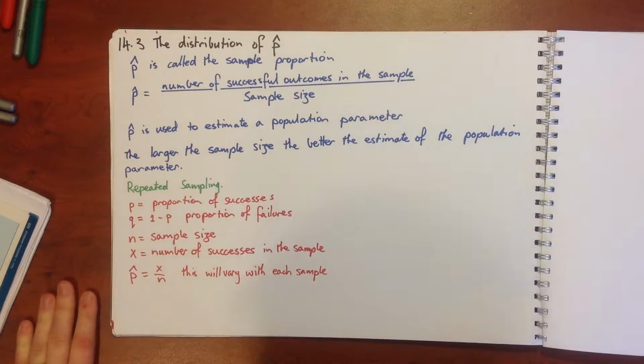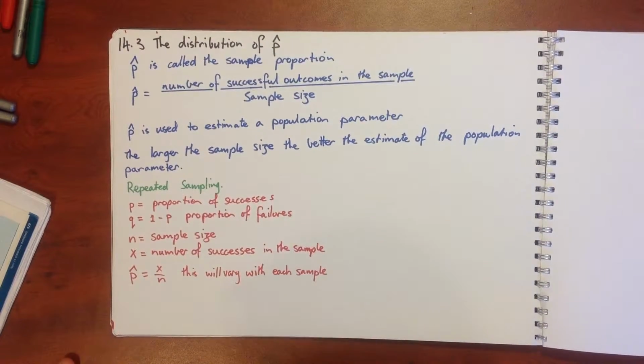Hey, in this tutorial we're looking at section 14.3, which is the distribution of p hat. P hat is called the sample proportion, and p hat is equal to the number of successful outcomes in the sample over our sample size. P hat is used to estimate a population parameter. The larger the sample size, the better the estimate of the population parameter.